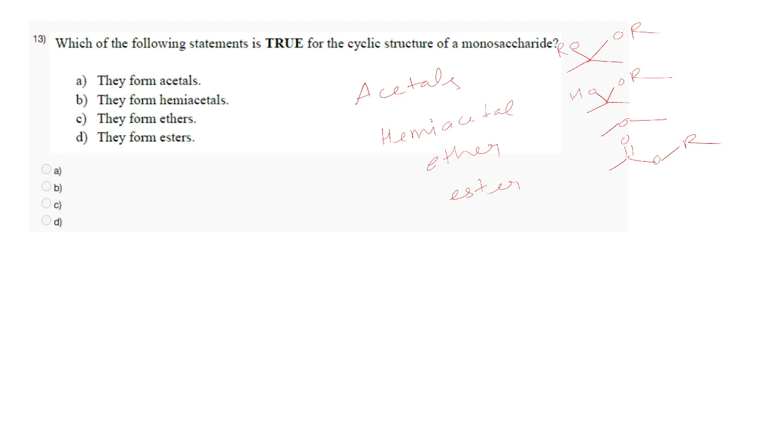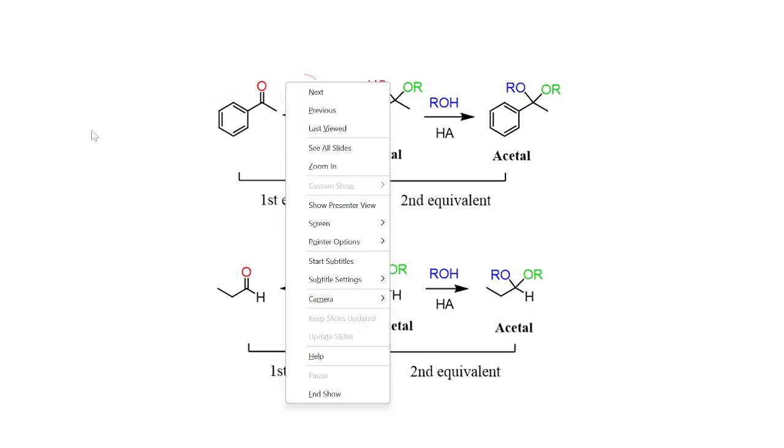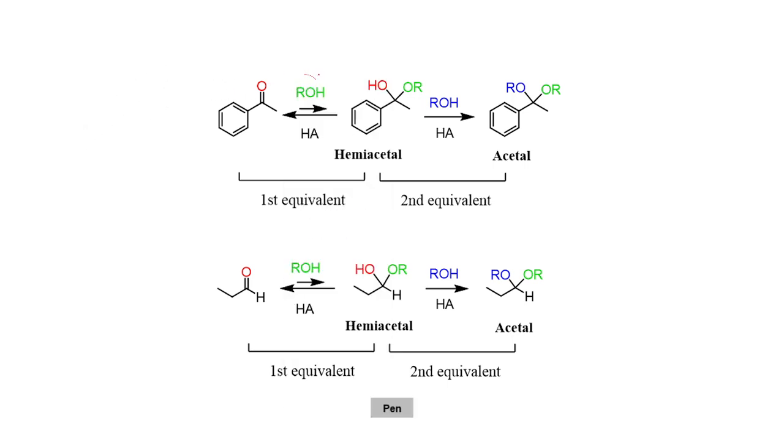So in monosaccharides, which of them are formed? Acetals, hemiacetals, ether, esters. Hemiacetals. Yes, right, they form hemiacetals. If you have a ketone, alcohol will attack and first form a hemiacetal. Another molecule will then form an acetal.